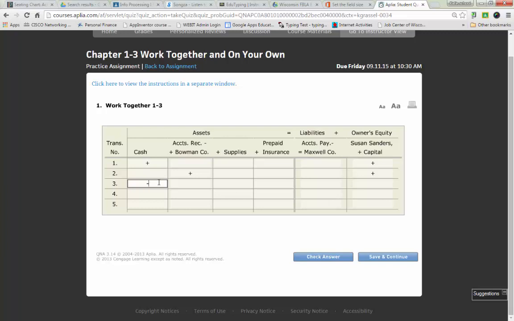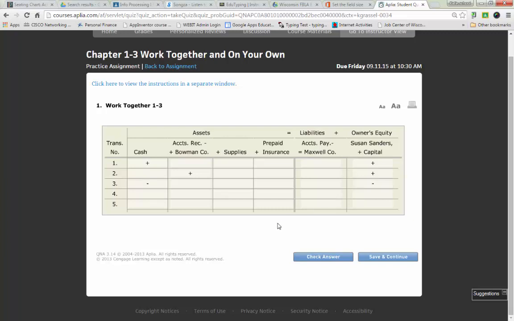And I'll give you a hint. Everything in section 1-3 deals with those 4 ways we affect owner's equity. Okay. Now a telephone bill, is that going to cause the value of our business to go up or to go down? Down. So we realize it's going to be one of those 2 down ones. And the 2 down ones are withdrawals and expense. Which one does telephone bill fall under? Expense. So we're going to do a minus here.